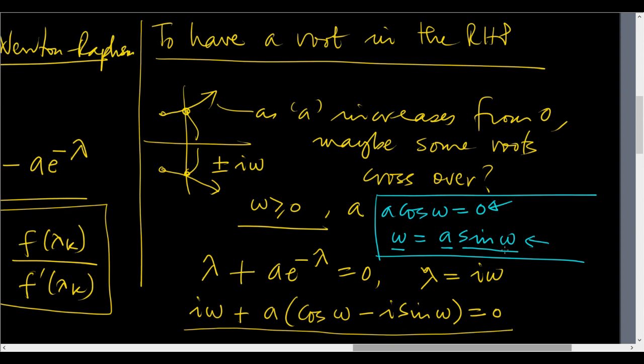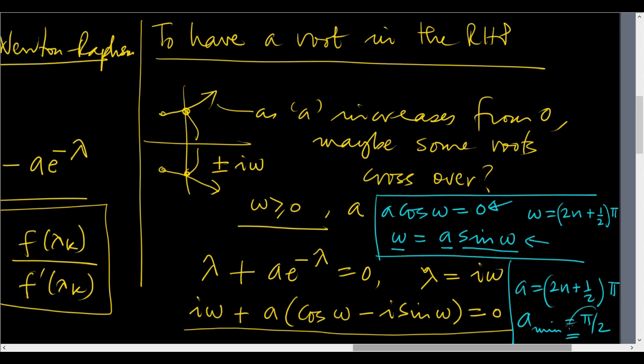Okay, good. So if sine omega is plus 1, that means omega is equal to 2n plus half pi, which means a is equal to 2n plus half pi, and which means that the smallest value of a for which a pair of roots or any root can cross over to the right hand side is pi by 2. That is the smallest one, and when that happens, omega is pi by 2.